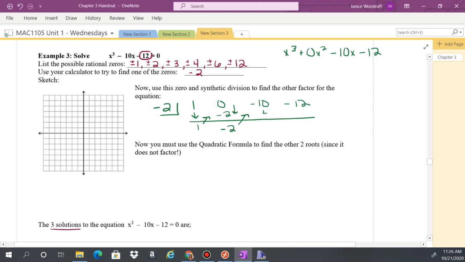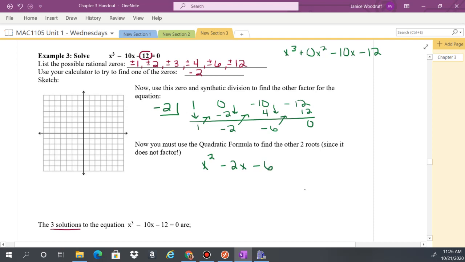Negative 2 times negative 2, positive 4. Negative 10 plus 4, negative 6. Negative 6 times negative 2, positive 12. I want to make sure this is 0, meaning I got one of the correct zeros of the function. So now this reduces to the equation x squared minus 2x minus 6.